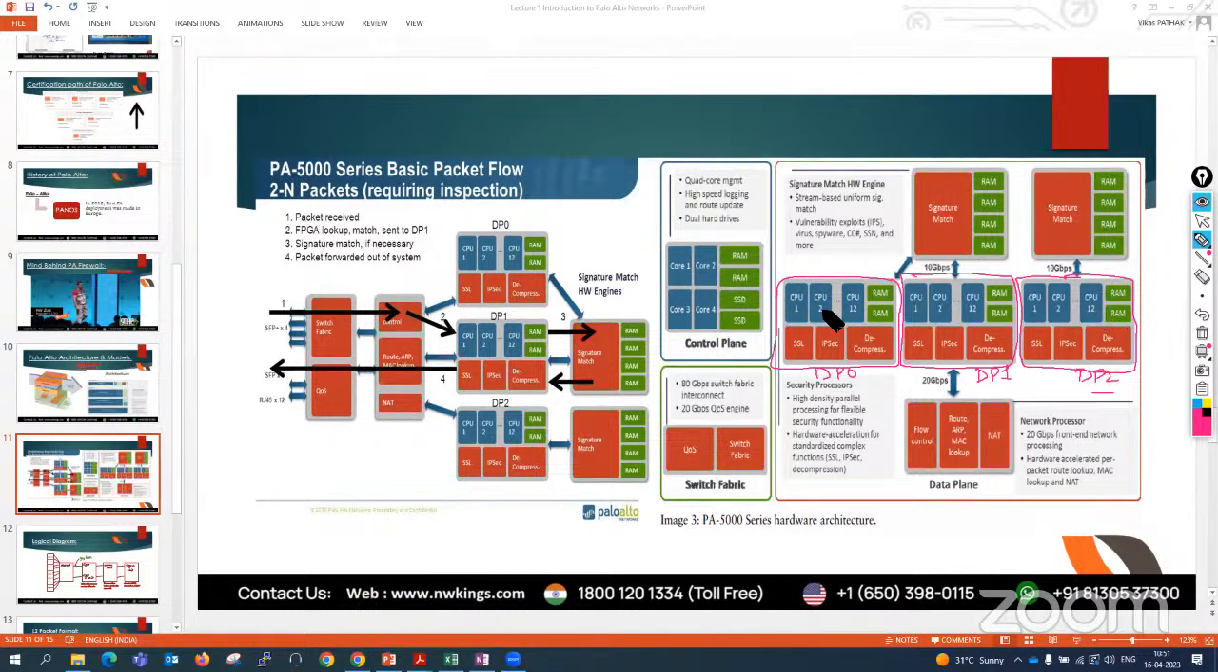Can you see how many CPUs are there? 12 CPUs. 1, 2, 3, 4, and so on. 12 CPUs means in one data plane I have 12 CPUs, 2 RAMs, 1 SSL engine, 1 IPsec engine, 1 decompression engine. Similarly, I have 3 data planes. So what will happen? From the network processor, the traffic will be handed over to any of the data planes, either DP0, DP1, or DP2. In our lectures, I'll show you through which data plane the traffic is getting passed, whether DP0, DP1, or DP2.